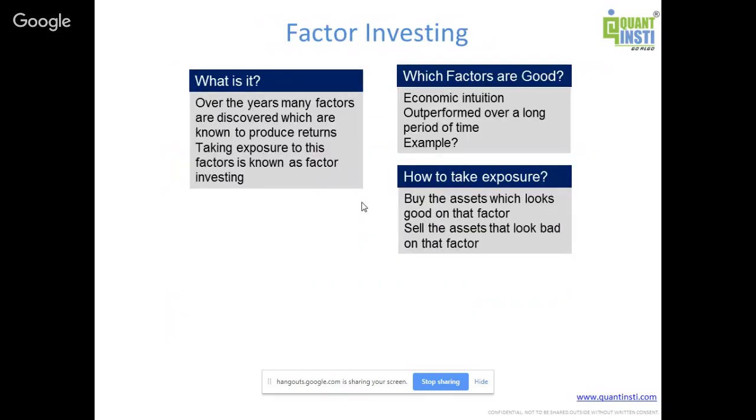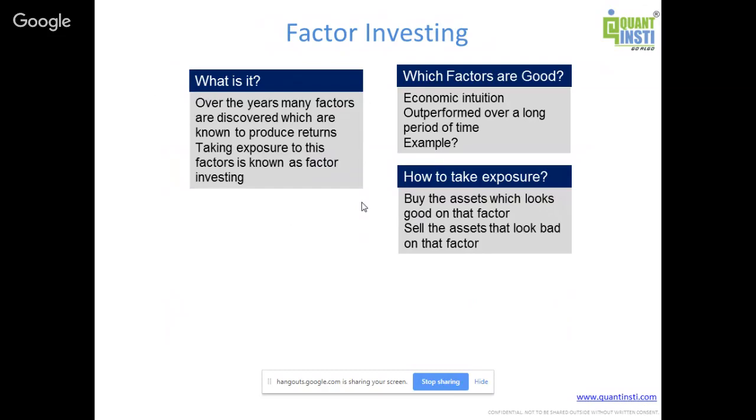So over the years, a lot of effort has gone into this, and a lot of people are spending substantial amounts of time in finding those factors. There are many factors which are now found, and if you want to take exposure to any of the factors, for example size or value, there are some ETFs available in global markets. And in India, particularly for Nifty, if you go to their website, you will be able to see those indexes.